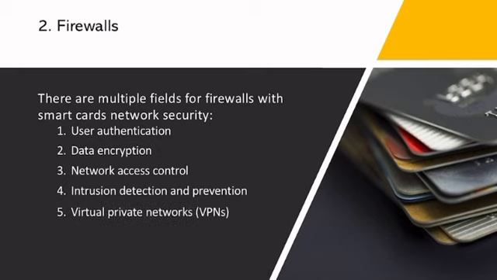Number 5, VPNs or virtual private networks. The firewall can be used to create a VPN connection between a smart card and the network, which can help secure communication between two devices. VPNs use encryption techniques to protect the data transmission, and they can be used to create a secure private connection over a public network such as the internet.